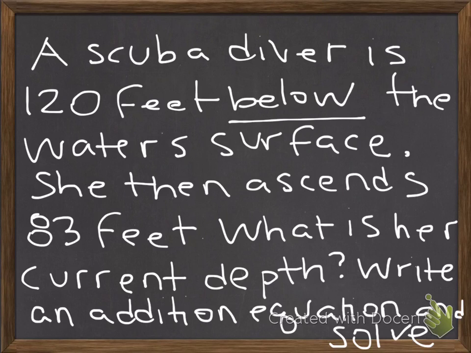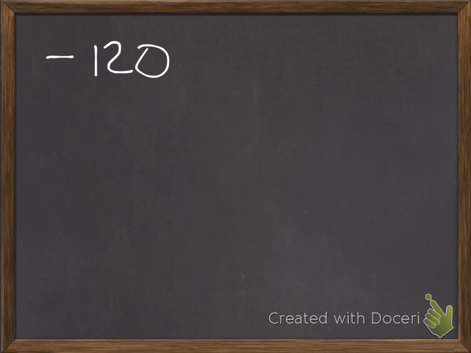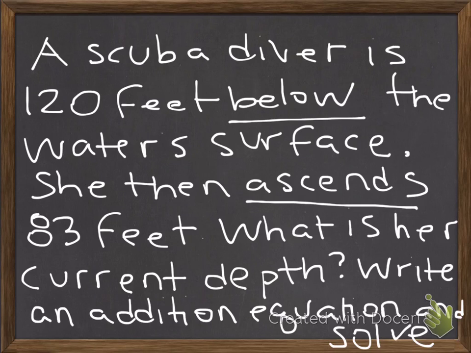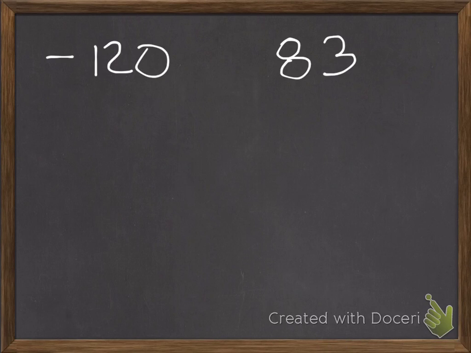Then we go to the next sentence. She then ascends 83 feet. Ascends means goes up, so we need to keep that as a positive 83. And what is her current depth? Well, we need to write an addition equation and solve. So we're going to add these two, and then we need to find their solution.